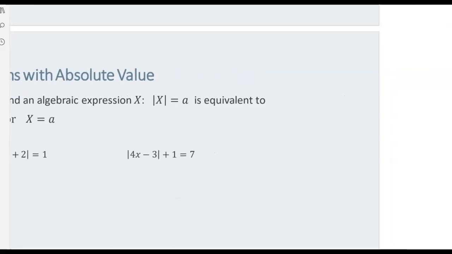As an example, if I said that the absolute value of x is equal to 5, that means that the distance from that number x is 5 away from the origin. So that could either be at 5 or that could also be at -5. We end up getting two possible solutions because this distance is the same.